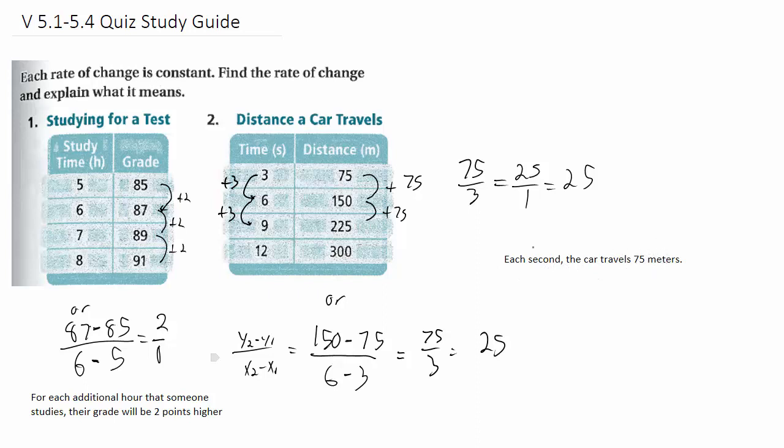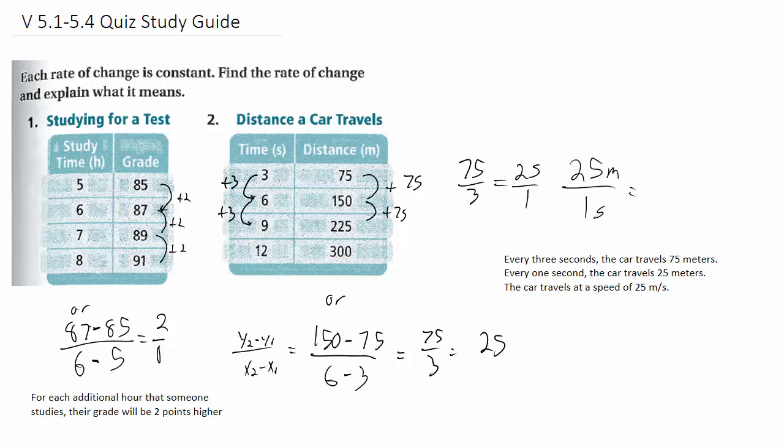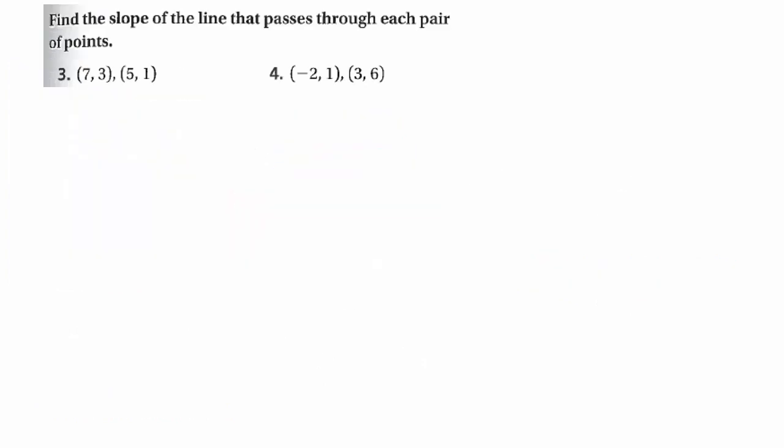So the car travels 75 meters every 3 seconds. But you could just say the car is traveling 25 meters per second. So that's what the scenario is describing here. And here you can see if you divide the units, that's where you get the meters per second from, or you can just kind of use common sense.